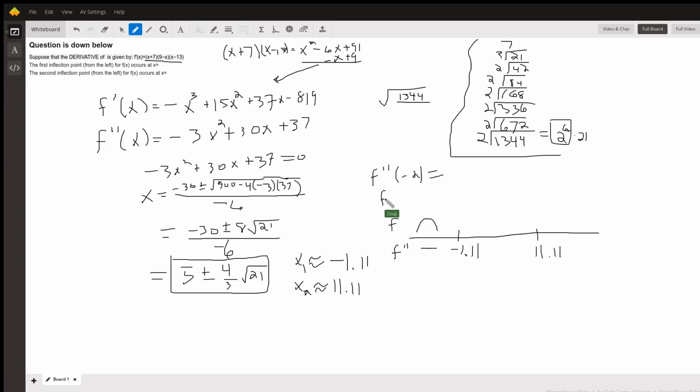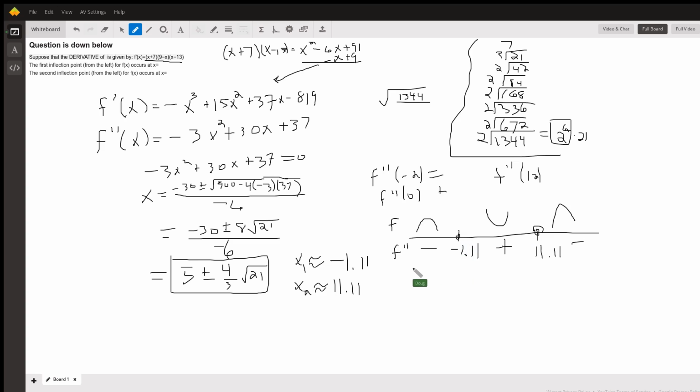For f double prime of 0, which would be a test number in this interval, we get, well, that's easy, 37, which is positive. So concave upward. And finally, to the right of 11.11, what's f double prime of 12, for example? If you put 12 into the second derivative, you will find that you get a negative number. So we put a negative here, concave downward. Since the concavity changes at these points, these are points of inflection.